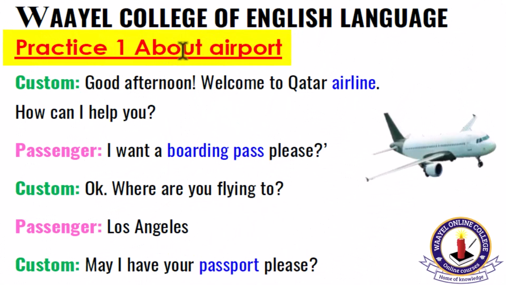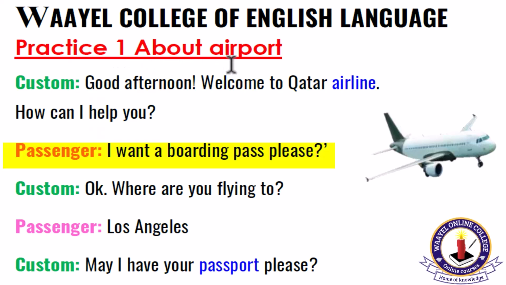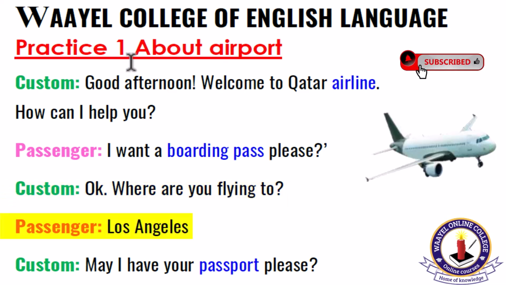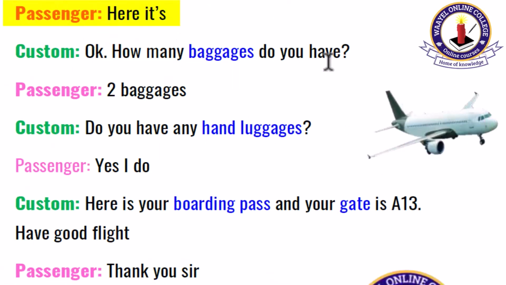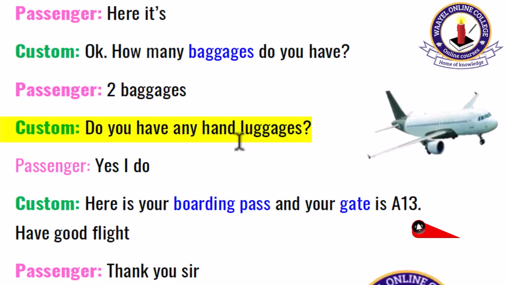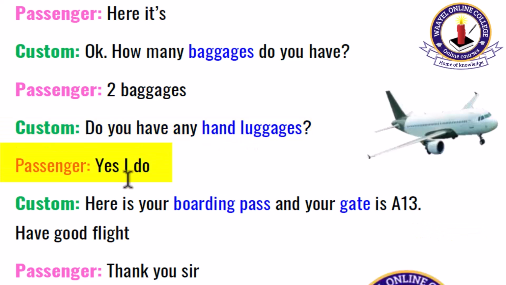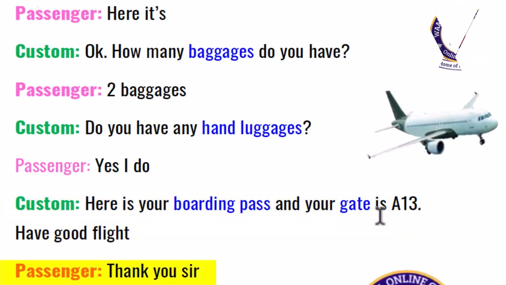Practice 1 about airport. Customs: Good afternoon. Welcome to Qatar Airline. How can I help you, passenger? Passenger: I want a boarding pass please. Customs: Okay. Where are you flying to, passenger? Passenger: Los Angeles. Customs: May I have your passport please, passenger? Passenger: Here it is. Customs: Okay. How many baggages do you have, passenger? Passenger: 2 baggages. Customs: Do you have any hand luggages, passenger? Passenger: Yes I do. Customs: Here is your boarding pass and your gate is A13. Have a good flight, passenger. Passenger: Thank you, sir.